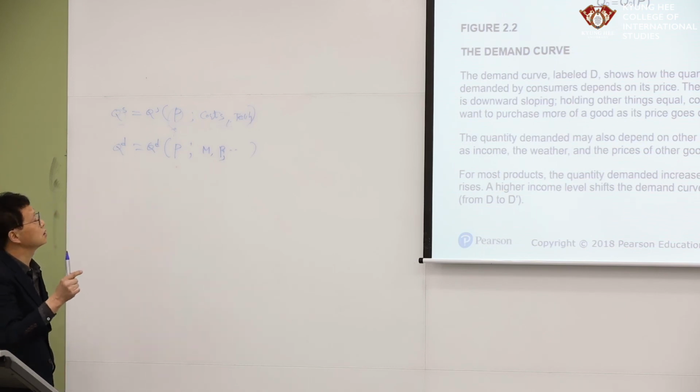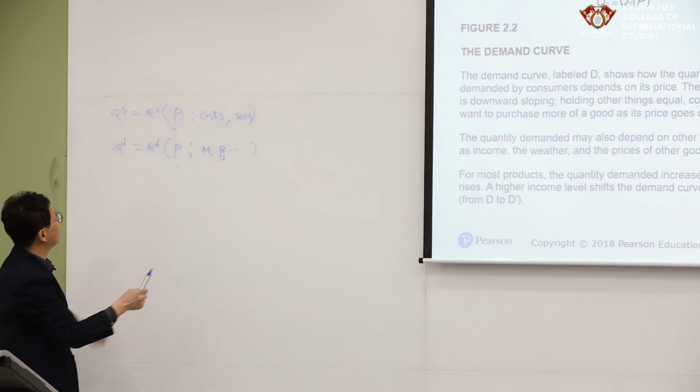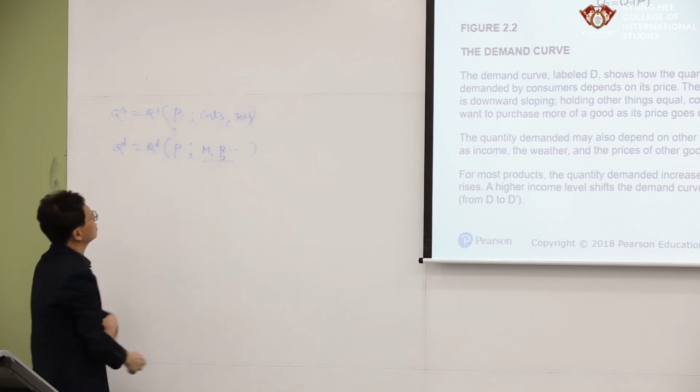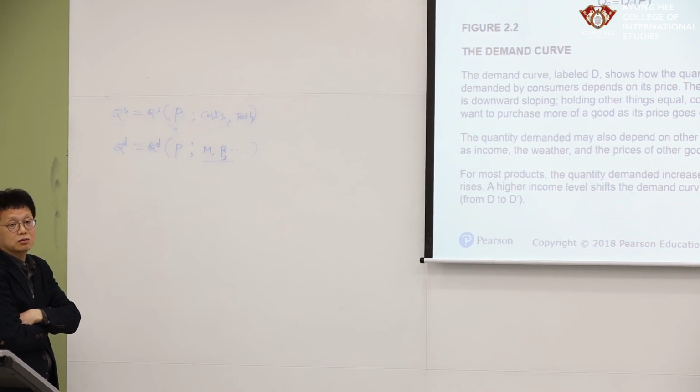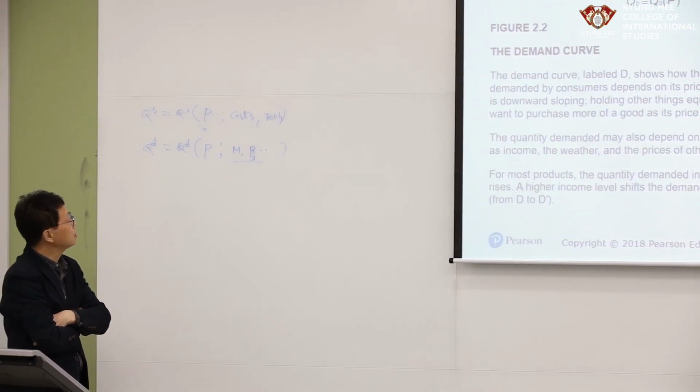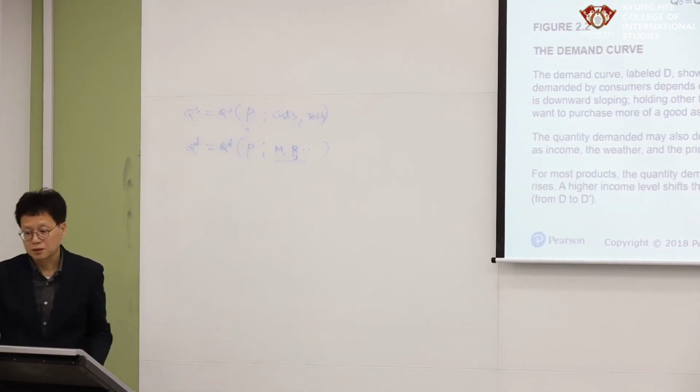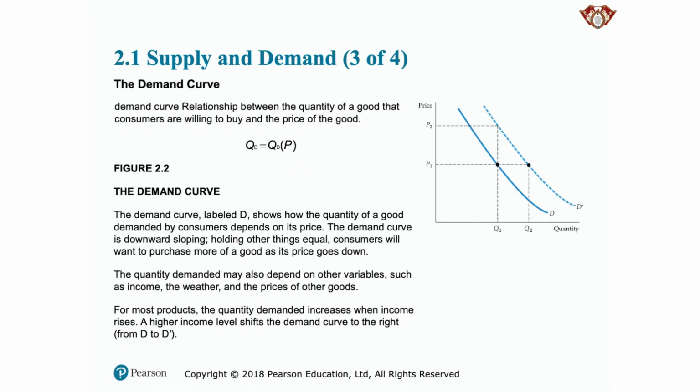Movement along the demand curve, right? But when other things change, for example, household income increases, then at the same price households want to consume more, demand more. So the demand curve shifts to the right, right? Like this. That is a shift in the demand curve.